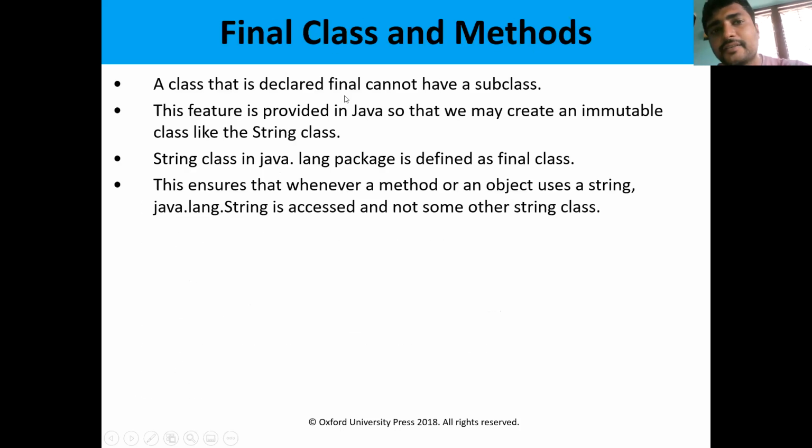Next, final and methods. So final is a keyword. If you declare the class as final, it doesn't have any subclasses. So the class is final. Everything, all modifications, is done. The class is final for delivery. So that is the final class.